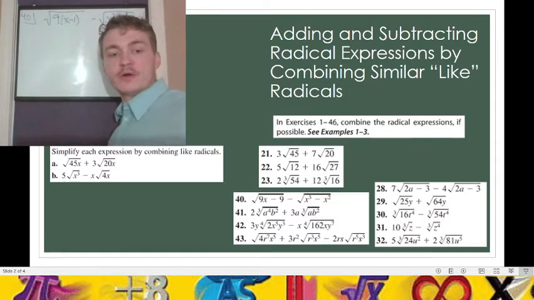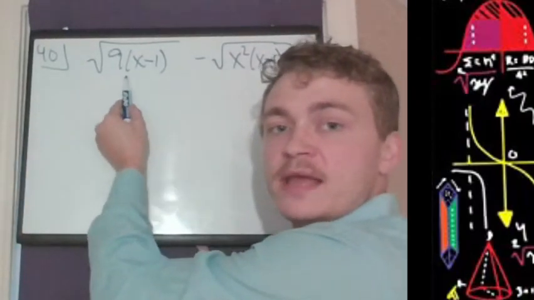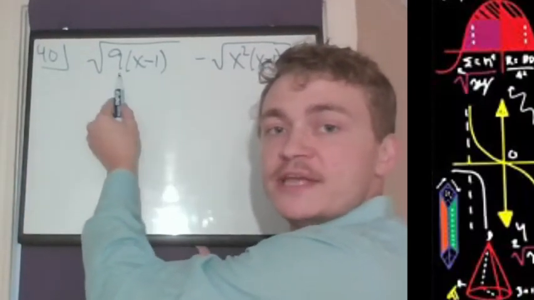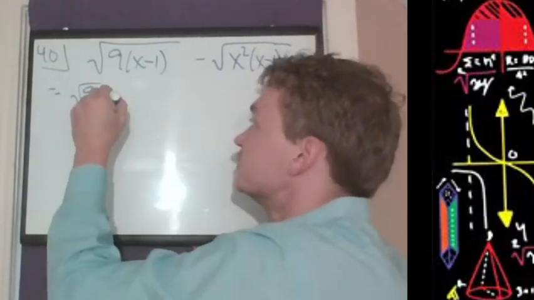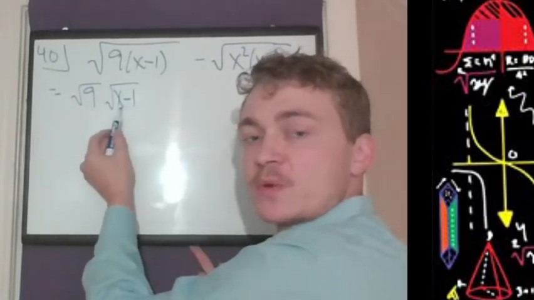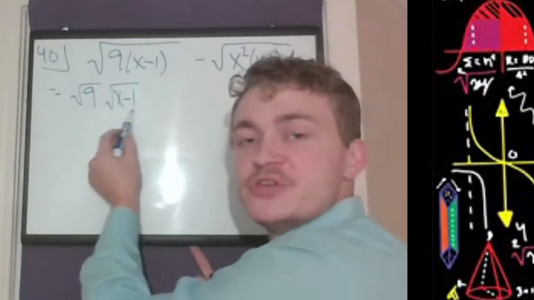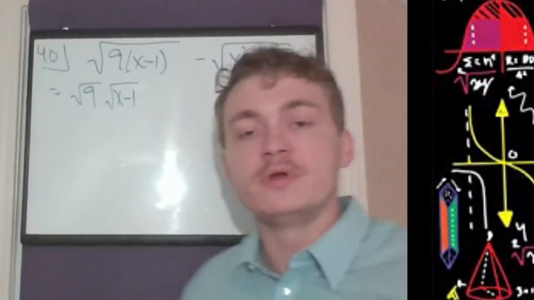For number 40 here, we'll go to the full view. We have a factor of 9 and x minus 1. They're multiplying each other. Our product rule for radicals: the square root of 9 is multiplying the square root of x minus 1. And now these are two terms under the radical. These are not factors.